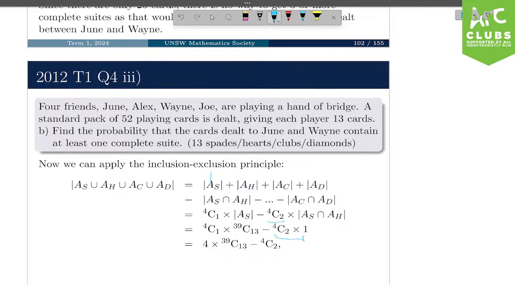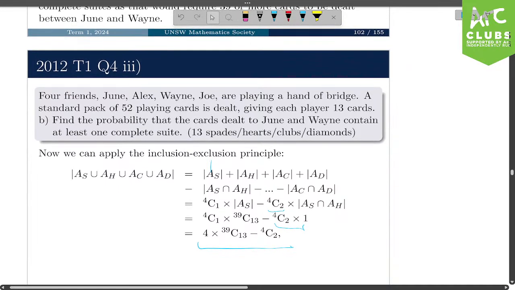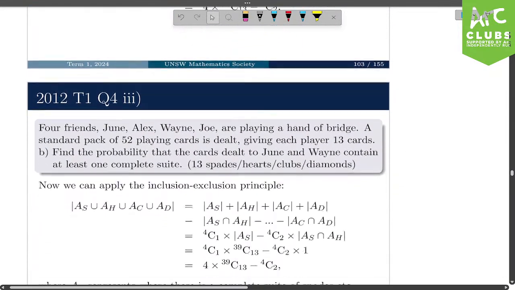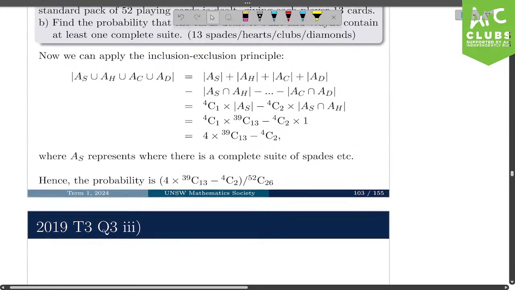And then we note that the number of ways to get a specific complete suit is 39C13. So our final value is going to be 4 times 39C13 minus 4C2. So are there any questions there?